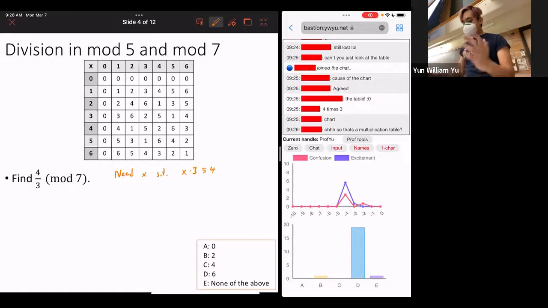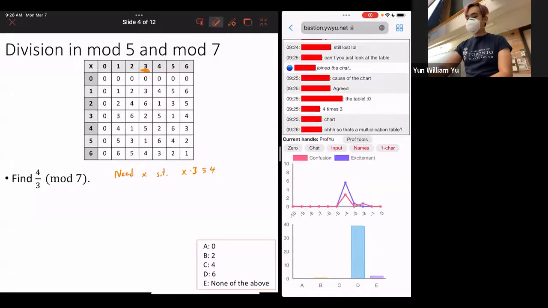Okay, and it looks like some large fraction of people are guessing D. Well, let's take a look. So we need some value that times 3. If you're multiplying times 3, you can just look at everything in the 3 column. That's everything times 3, right? And then I look down and look to see if at any point it's equal to 4. And it is indeed equal to 4 at 6.